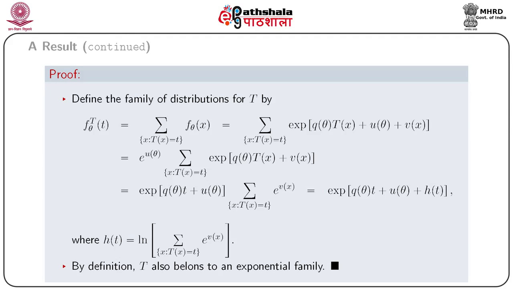If we write h*(t) = summation over x such that T(x) = t of e^(V(x)), then we get g_θ(t) = e^(Q(θ)t + U(θ) + h*(t)). Hence, g_θ(t) also belongs to the one-parameter exponential family. A similar result holds in the case of the k-parameter exponential family.